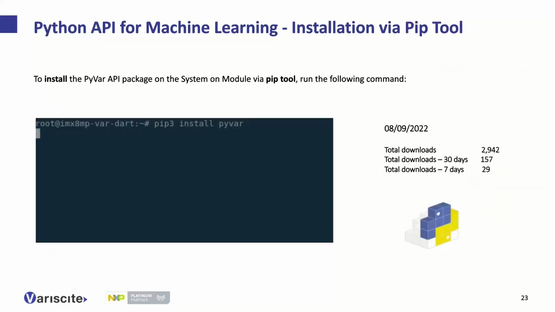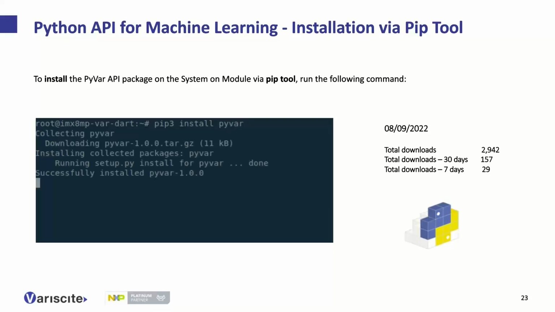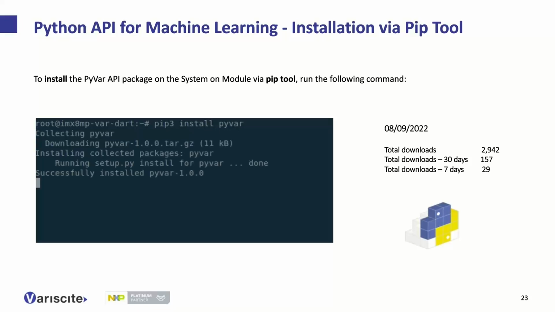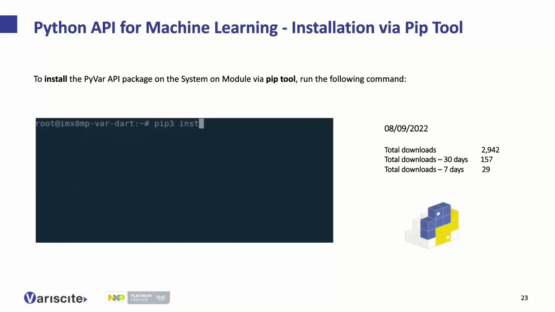Here is just how we install PyVar. As I told you, we just need to have the latest BSP, and we just need to run pip install PyVar, and you're good to go. You just need to follow the instructions on pyvar.variscite.com, and we have several examples, which I'm going to show right now.